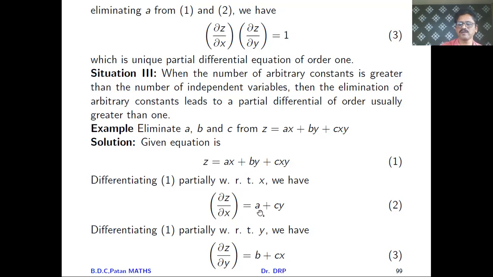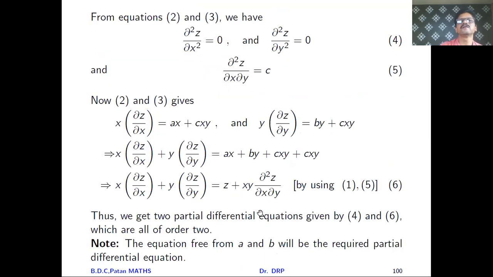So although we have not eliminated a and b, what does it give? From 2 and 3 we have: if we differentiate 2 again with respect to x, it gives ∂²z/∂x² equal to 0. And if we differentiate 3 again with respect to y, it gives ∂²z/∂y² equal to 0. And if we differentiate ∂z/∂y with respect to x, it gives c.